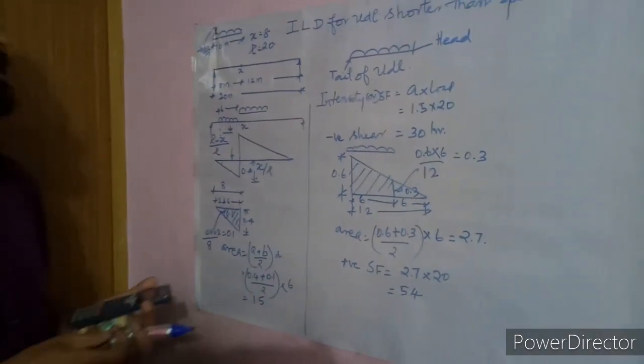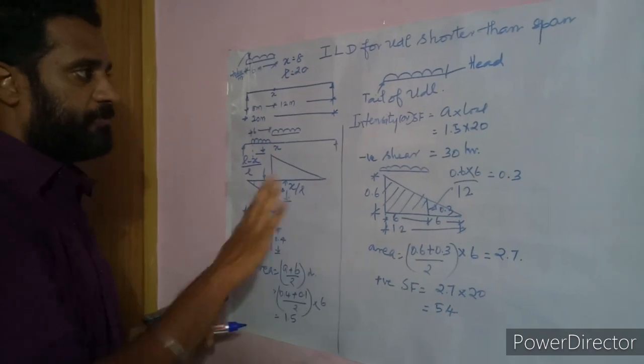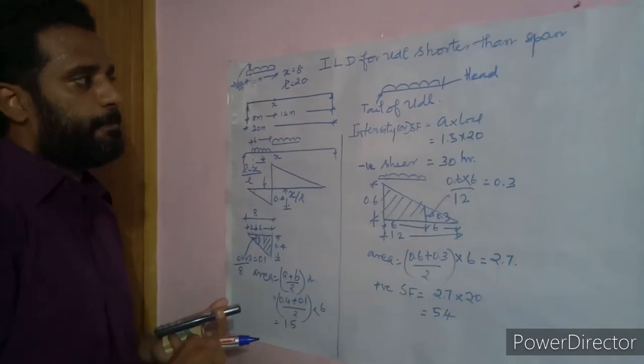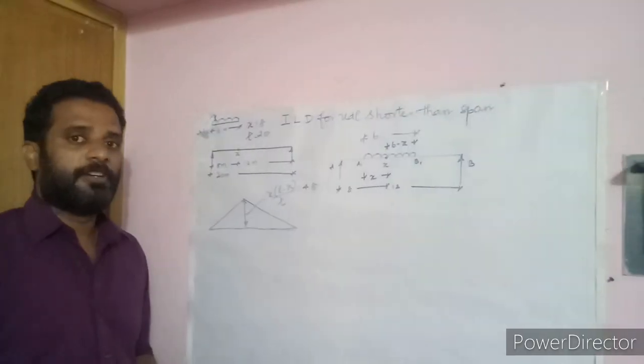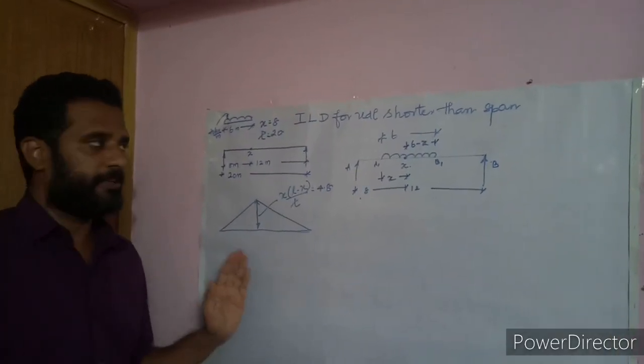So this is how we are calculating the positive and negative shear force. Next we will calculate the bending moment. So let us now calculate the bending moment for this static determinate structure.